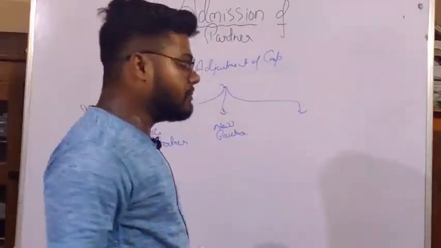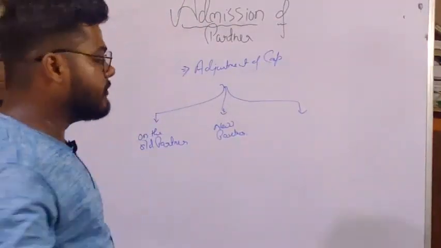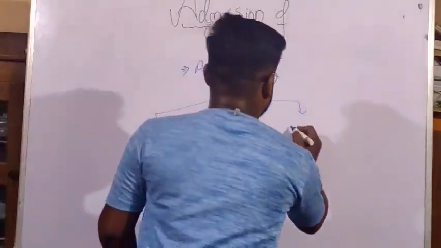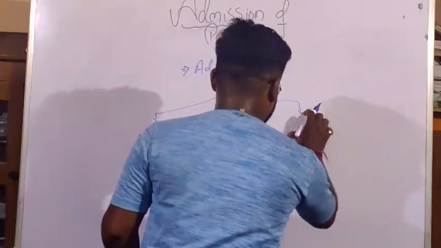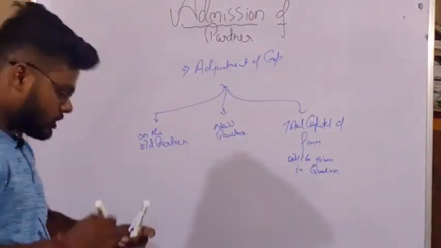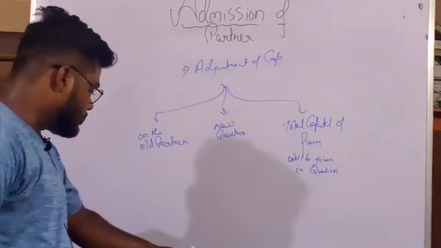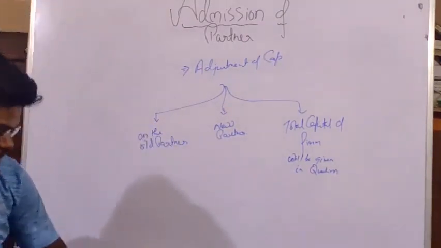Third, in the question they may give a certain fixed amount. Suppose they give the total capital of the firm. First of all, on the basis of the old partners, what do we mean by on the basis of the old partners?